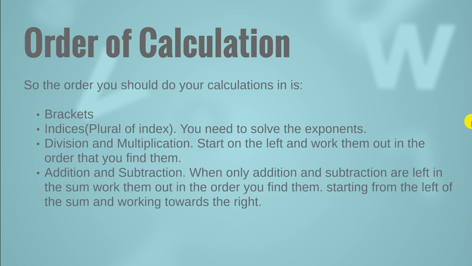Then you need to move to the part where you see the signs of division and multiplication. Start from the left side and work them out in the order that you find them. As you move from left to right, whenever you see a sign of division or multiplication, you need to solve it. Then addition and subtraction. When only addition and subtraction are left in the sum, work them out in the order you find them, starting from the left of the sum and working towards the right. I hope you got my point, not so difficult.